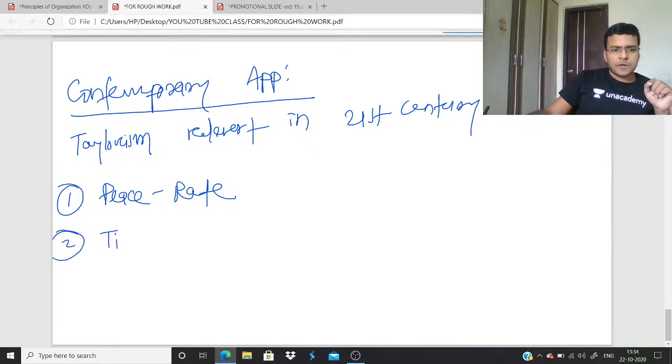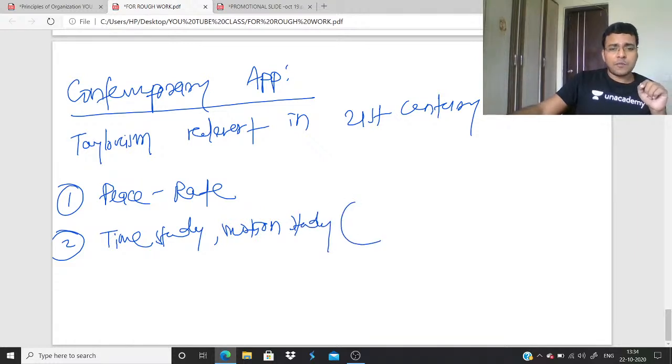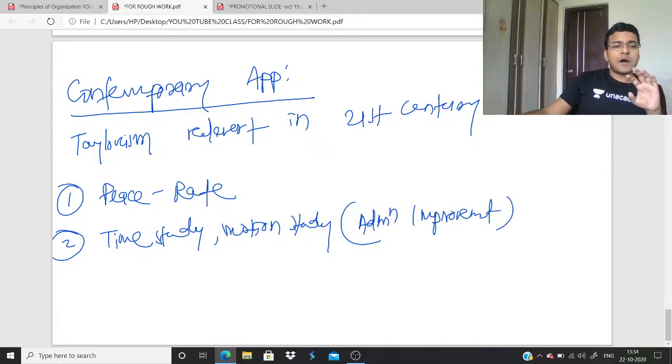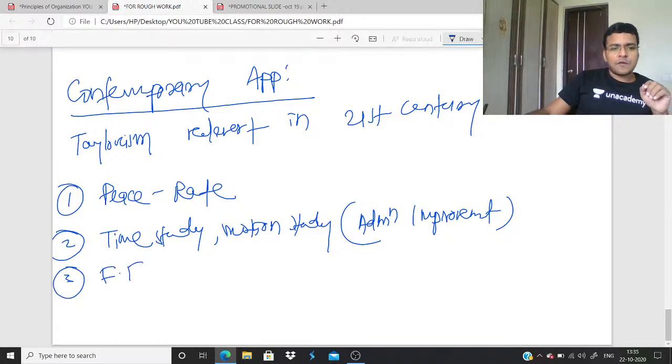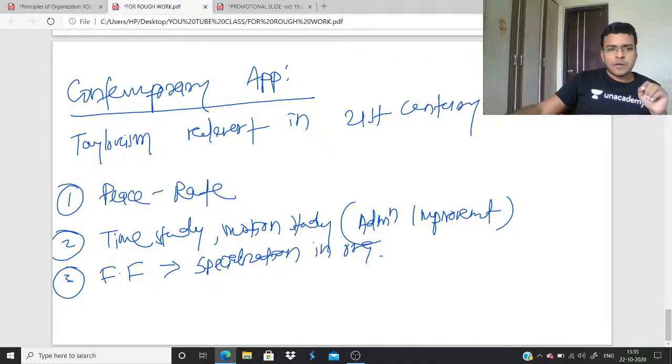Second, the concept of time study and motion study. This is part of administrative improvement, so it is still used. Third, functional foremanship. This results in specialization in organization. Fourth, the principle of exception, that is decentralization. It is also used.